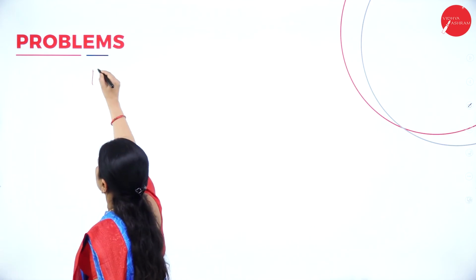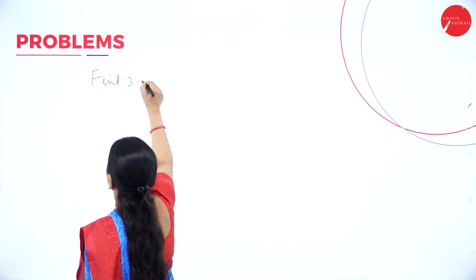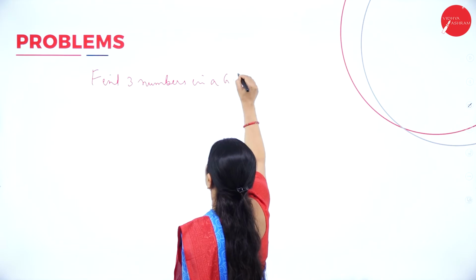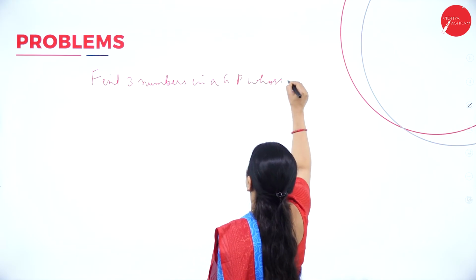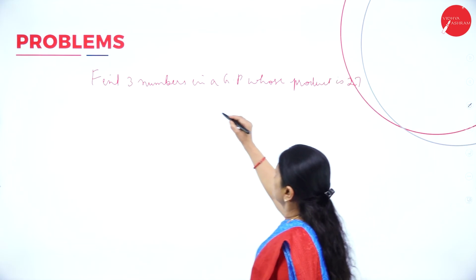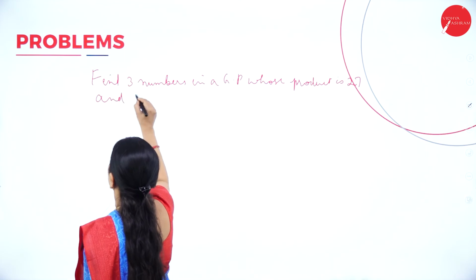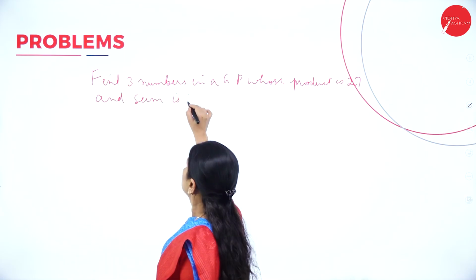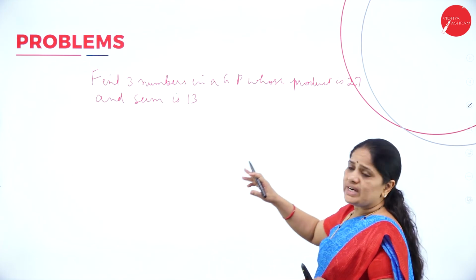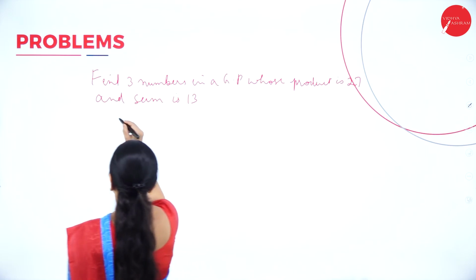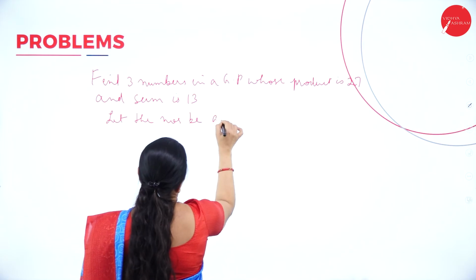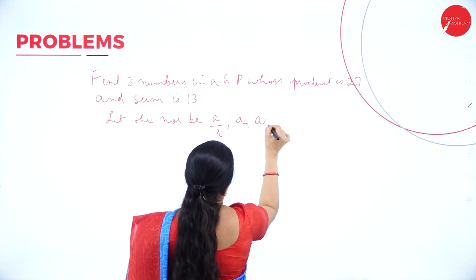So find 3 numbers in a GP whose product is 27 and sum is 13. So find 3 numbers in the GP whose product is 27 and whose sum is 13. So let the numbers be A by R, A, AR.